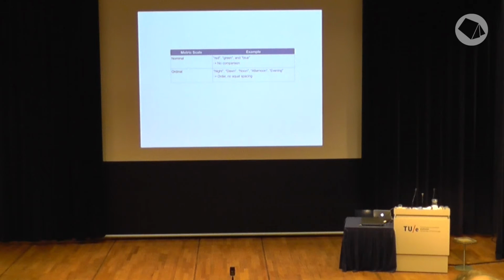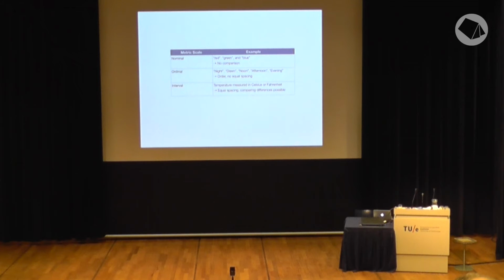If you go one level up, you do have an order. For example, if you look at those values there, night, dawn, noon, afternoon, evening, it's clear if you would have to put them in a certain sequence, which sequence it would be. But it's not necessarily the same spacing between them. So you couldn't say how far away they are from each other. Just the order is clear.